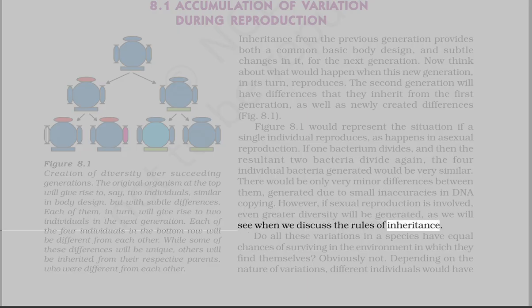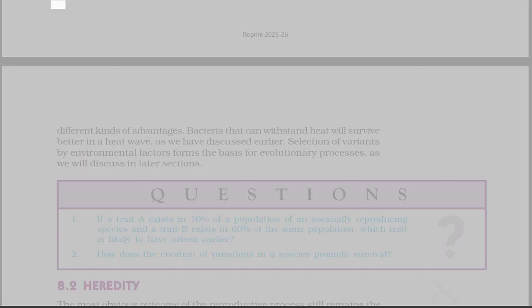as we will see when we discuss the rules of inheritance. Do all these variations in a species have equal chances of surviving in the environment in which they find themselves? Obviously not. Depending on the nature of variations, different individuals would have different kinds of advantages. Bacteria that can withstand heat will survive better in a heat wave, as we have discussed earlier. Selection of variants by environmental factors forms the basis for evolutionary processes, as we will discuss in later sections.